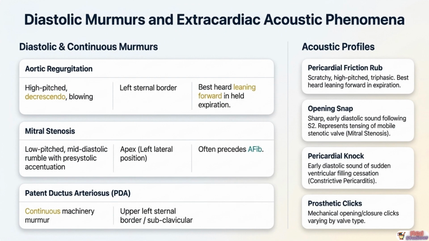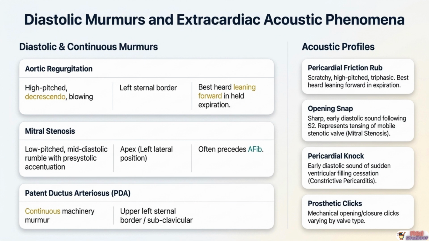Diastolic and continuous murmurs round out the auscultation picture, each with its own unmistakable acoustic signature. Aortic regurgitation produces a high-pitched, decrescendo, blowing murmur at the left sternal border, best heard with the patient leaning forward in held expiration. Mitral stenosis produces a low-pitched, mid-diastolic rumble with presystolic accentuation, best heard at the apex in the left lateral position, and frequently precedes the development of atrial fibrillation due to chronic left atrial strain.